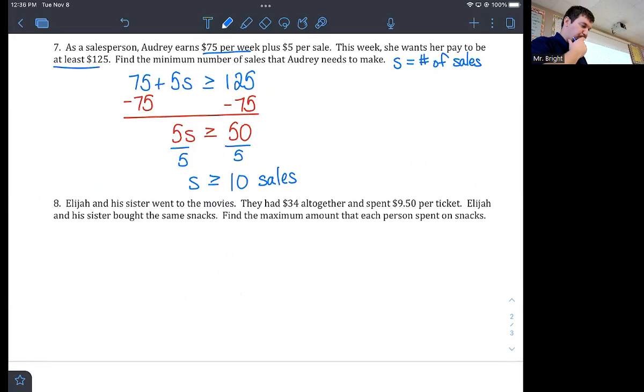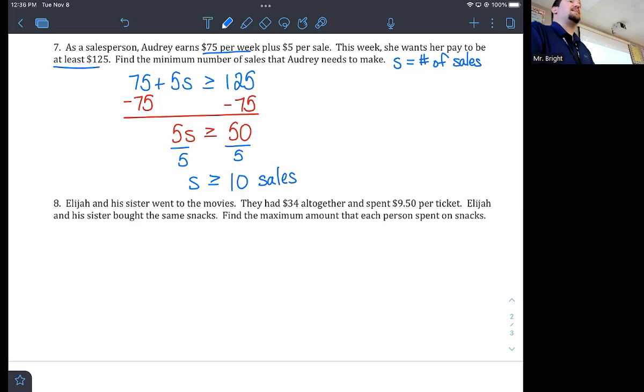And number 8. Elijah and his sister went to the movies. They had $34 altogether and spent $9.50 per ticket. Now, how many tickets, this is implied, how many tickets did they purchase? We're assuming 2, if it's just both of them, right? Elijah and his sister bought some snacks. Find the maximum amount each person spent on snacks. Because you know they only have a total of $34.